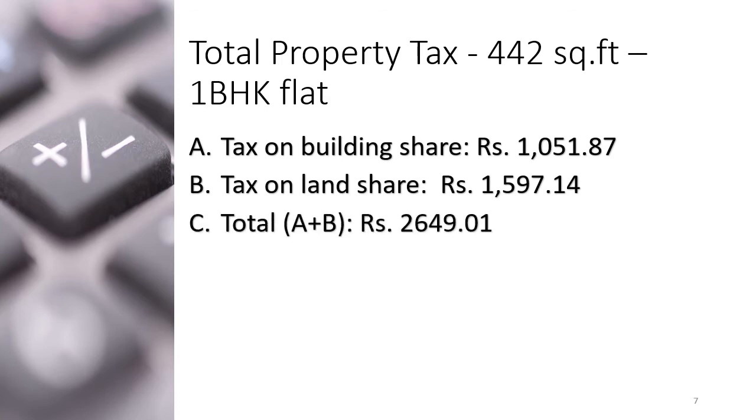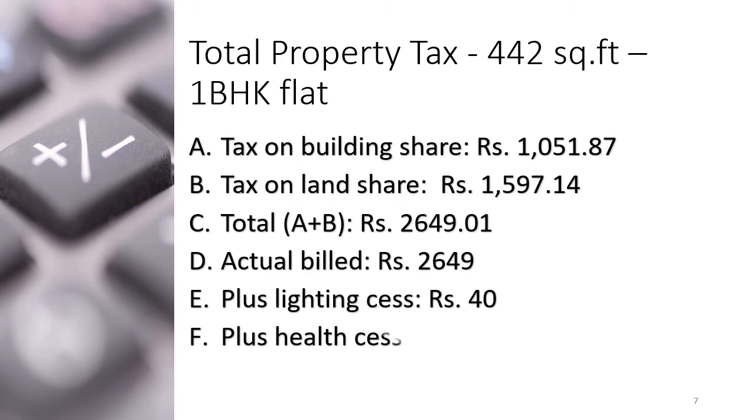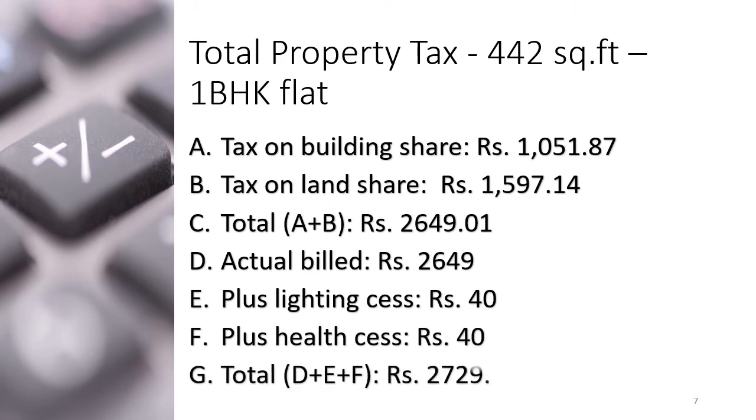The total of A and B is 2,649.01, and the actual billed amount for that is 2649 to the nearest rupee. In addition to that, you are paying a lighting cess of 40 rupees and a sanitation cess of 40 rupees. So the total bill that you get is the sum of D, E and F, which is 2729 rupees.